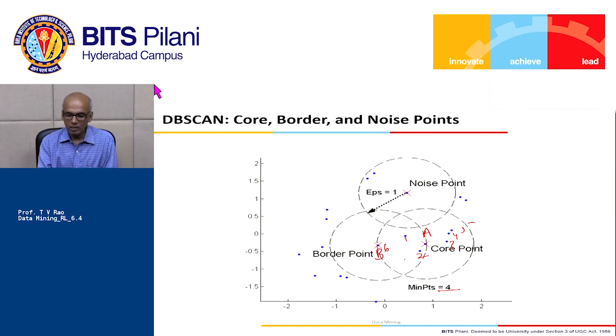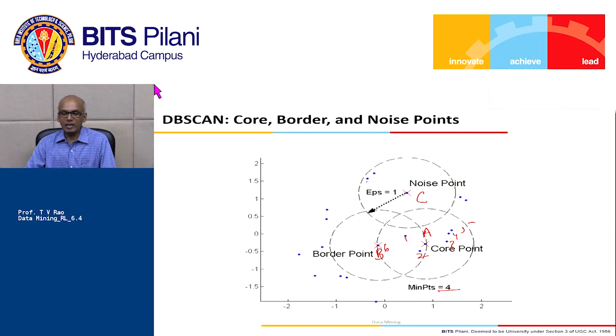So B is within the radius of A, but B does not have sufficient support within its own radius, so it cannot become a core point. Now if we look at point C, it has neither. Point C is not within the radius of A, nor can it be considered a core point because it does not have a sufficient number of points. It has only 2 points within its epsilon radius. So in this case, C becomes a noise point.